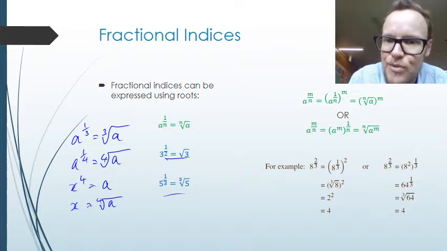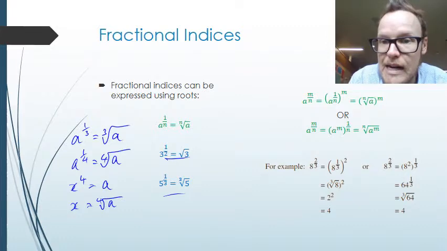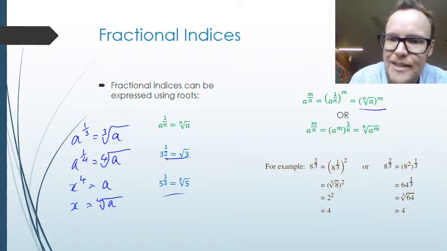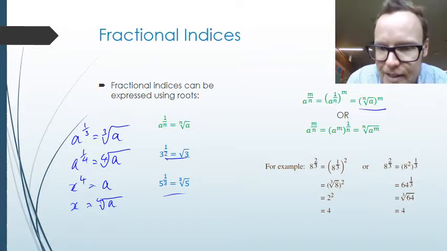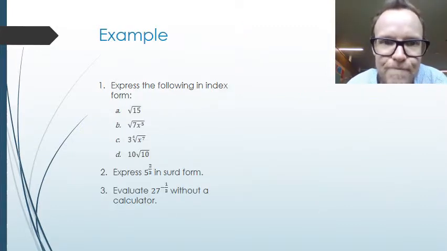I can also use index law 3 to expand this out and see that there's a more general case for m over n rather than just 1 over n. And there's a couple of examples here that demonstrate that and that you get the same answer for that.